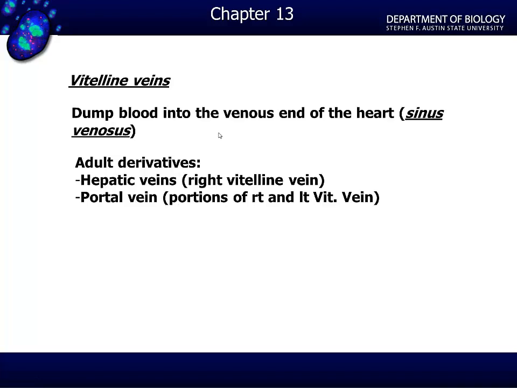So the vitelline veins, as we mentioned, are returning blood back from the yolk sac, and they're going to empty blood into the sinus venosus, and we'll talk about that as we get more specific into heart development. Now, the vitelline veins don't completely degenerate. They're going to be recycled and remodeled. The adult derivatives will be the hepatic veins, and we're going to form those from the right vitelline vein, and the portal, the hepatic portal vein. And we're going to use portions of both the right and left vitelline veins to do that.